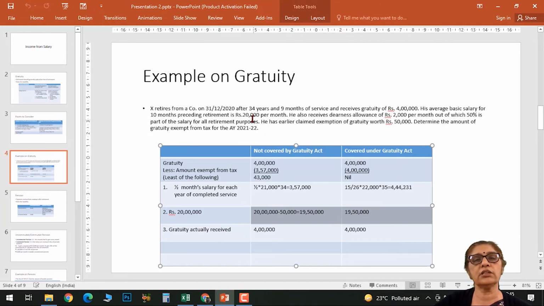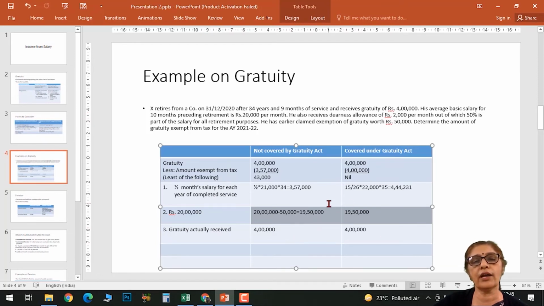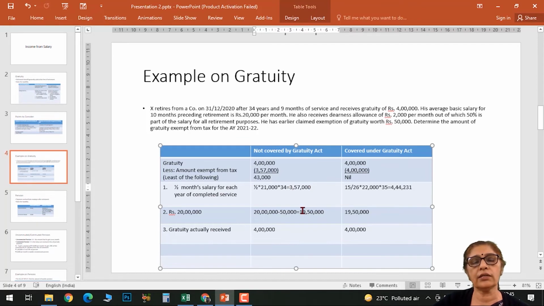And gratuity actually received, we have 4 lakhs here. So we have 4 and 4. So what are the three figures that we have? 3 lakhs 57,000, 19 lakhs 50,000 and 4 lakhs. So the least is 3 lakhs 57,000. So taxable gratuity would be 43,000 and your gross salary would be what? Your gross salary would be your basic 20,000 into 12, assuming that you retire in March, your DA 2,000 into 12, and gratuity 43,000. That becomes your gross salary.